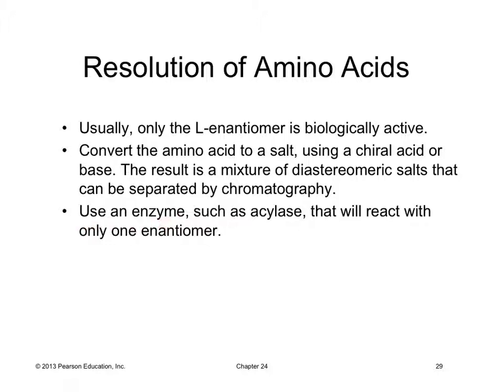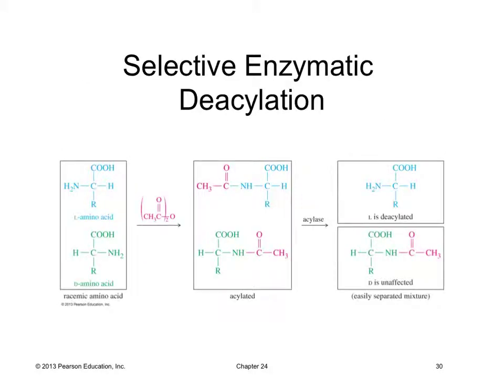The other way is to use an enzyme such as acylase that will react with only one enantiomer. And so here's that, where you have both the L and D amino acid. You acylate the amine terminus, and then you use acylase, and acylase will deacylate only the L enantiomer, and D is unaffected, and then you can separate these two out.